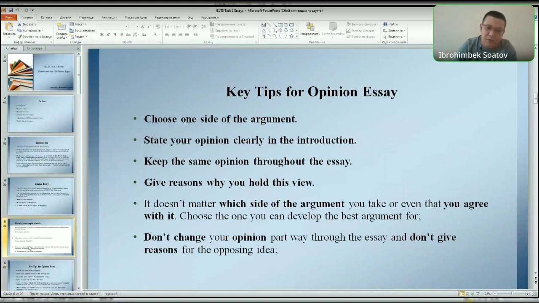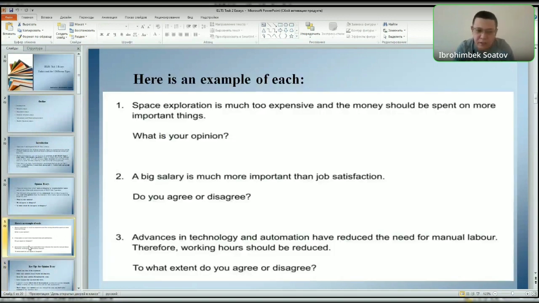And you can see here some examples for each question. Look at this second example. A big salary is much more important than job satisfaction. And the next one is the question. According to this question, we identify it as an opinion type of essay. Do you agree or disagree?